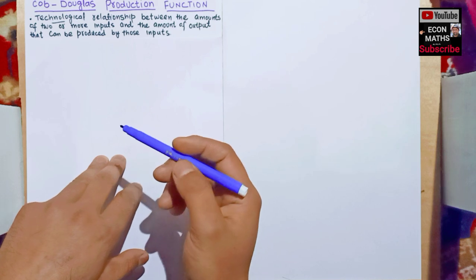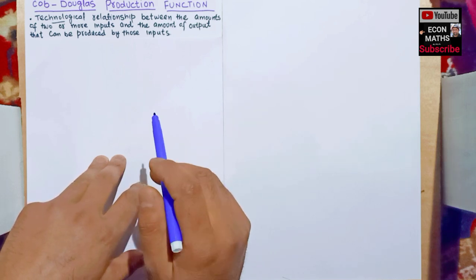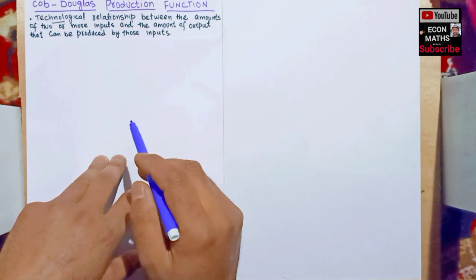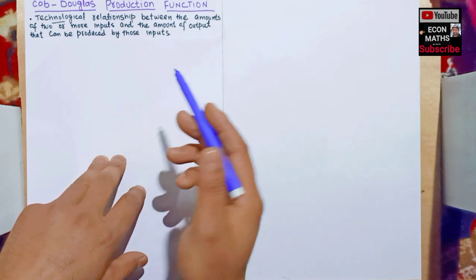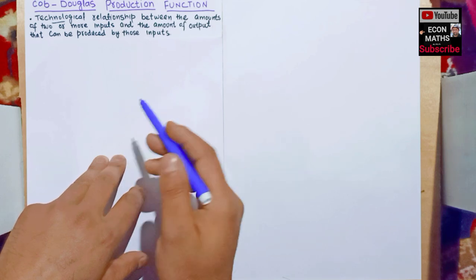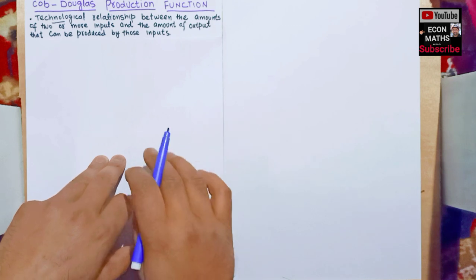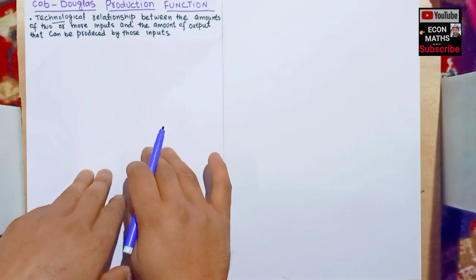It is to be remembered here strictly that we do not consider the market value of inputs or outputs. We just see the functional or technological relationship between the amounts of physical inputs and the output. Now, how is the Cobb-Douglas production function represented?